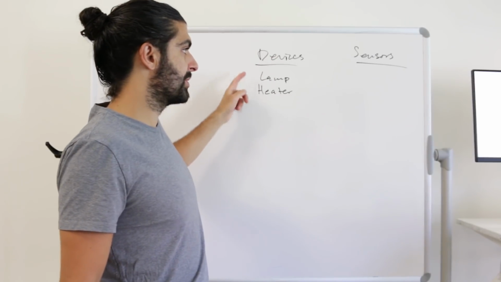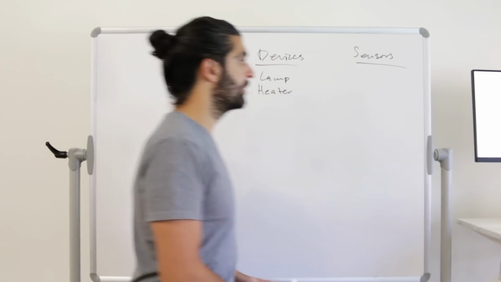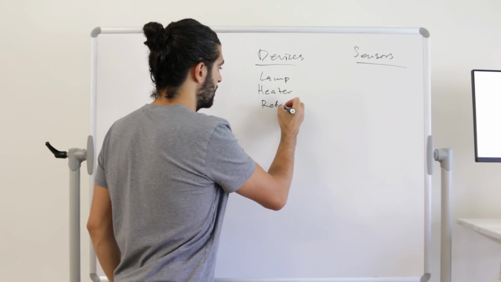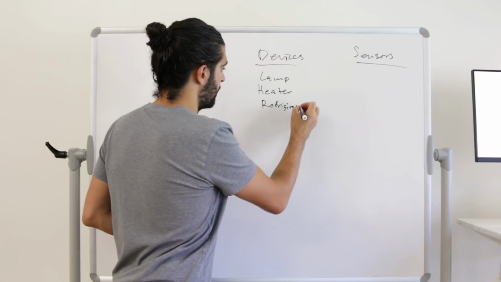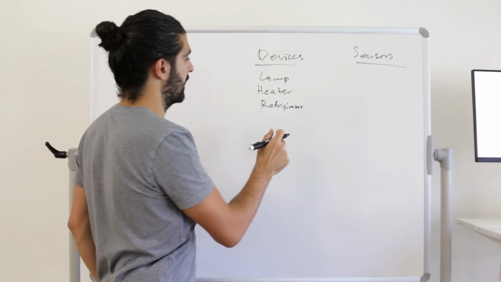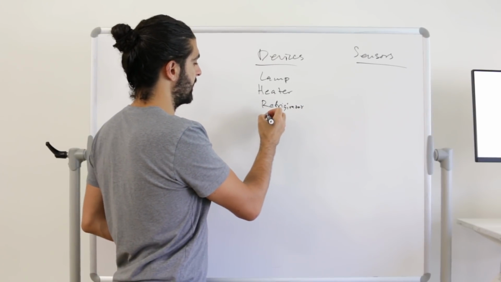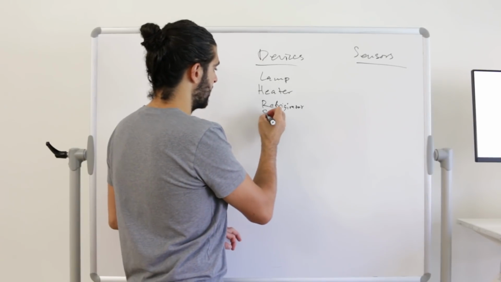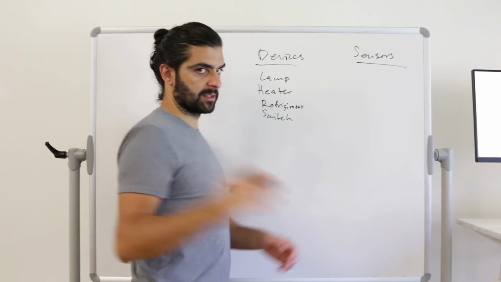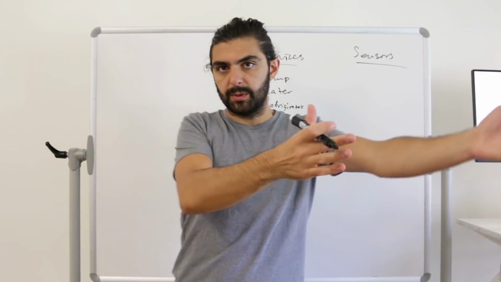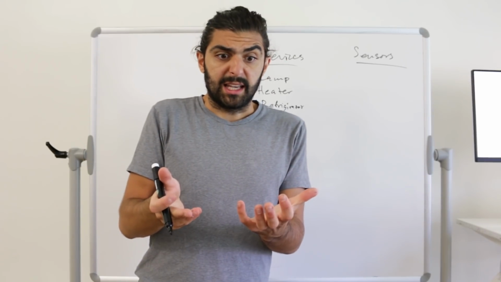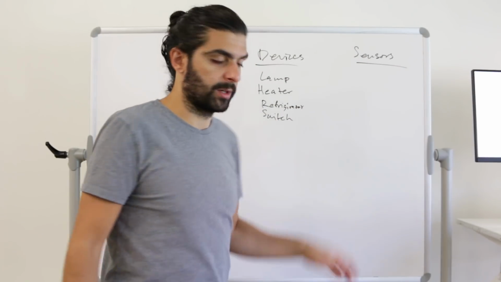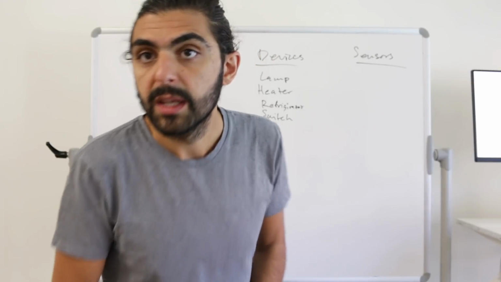So there are lamps. There are heaters. Maybe there's a refrigerator. Maybe there is, let's say, a wall plug. What would that be called? Like a switch, right? And I don't mean a switch as in a router and a switch, but a wall plug switch, like an on-off button. Maybe there's a better word for that. Let's not think about that now.